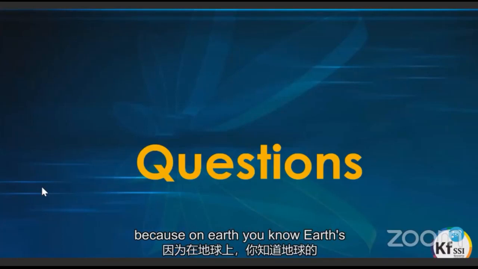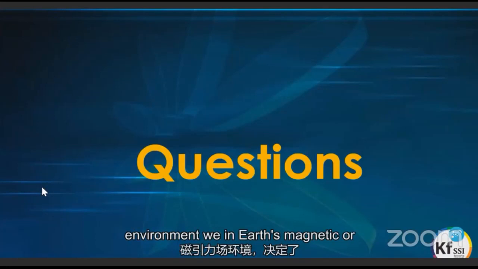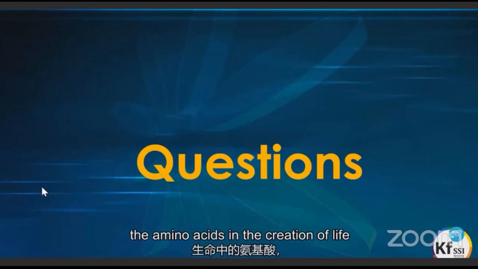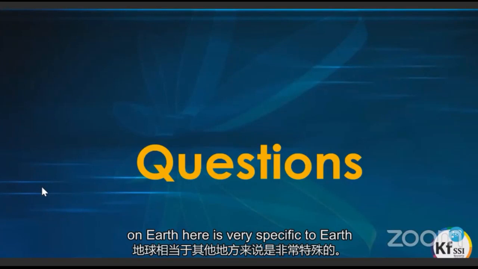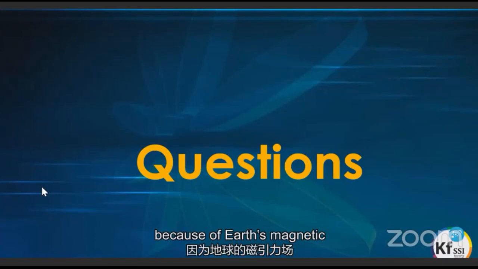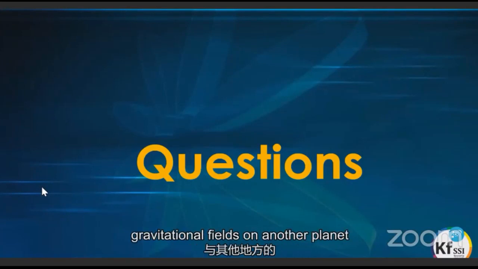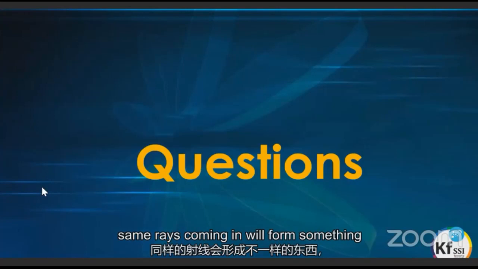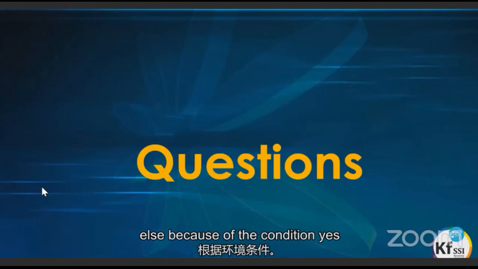Because on Earth here, we are in Earth's environment, we're in Earth's magnetical gravitational field. So the creation of the amino acids and the creation of life on Earth here is very specific to Earth because of Earth's magnetic gravitational field. On another planet somewhere else that will have different magnetic gravitational fields, the same rays coming in will form something else because of the condition.